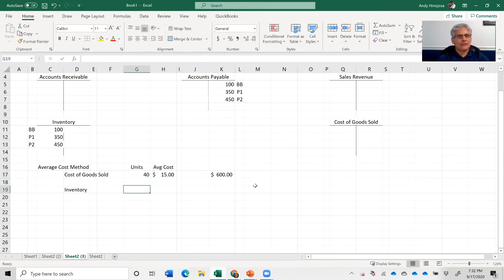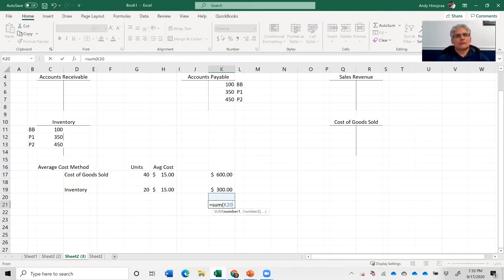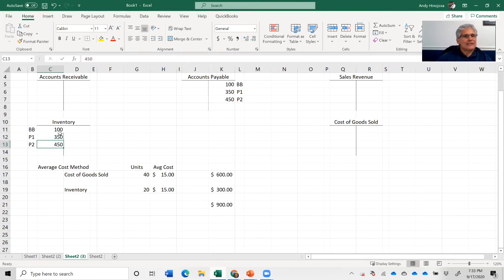Inventory is going to be the remaining units, 20, multiplied by the $15, and that's going to give us $300. So the total we're accounting for is 900, which we know to be the case because 100 plus 350 is 450, plus 450 is 900. So we're accounting for this $900. The only question is how much of it is the cost of goods sold and how much of it is still in inventory. So once we know this, we're going to make a journal entry.